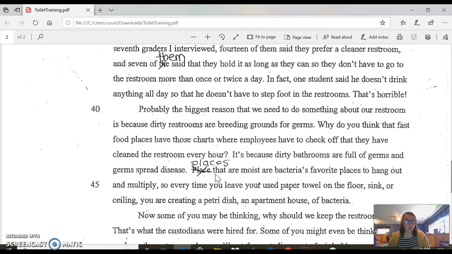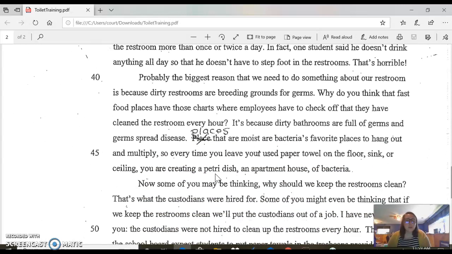That's horrible. Probably the biggest reason we need to do something about our restroom is because the dirty restrooms are breeding grounds for germs. Why do you think that fast food places have those charts where employees have to check off that they have cleaned the restroom every hour? It's because dirty bathrooms are full of germs and germs spread disease. Places that are moist are bacteria's favorite place to hang out and multiply.